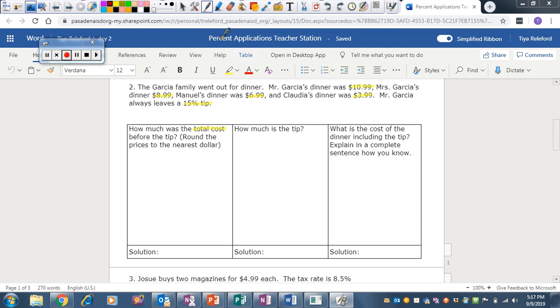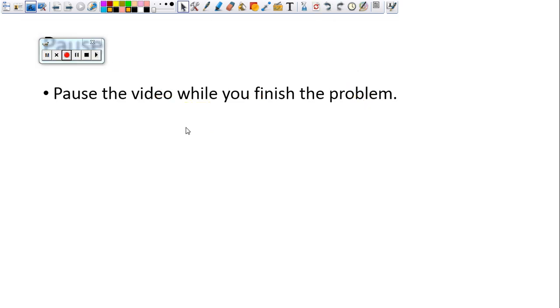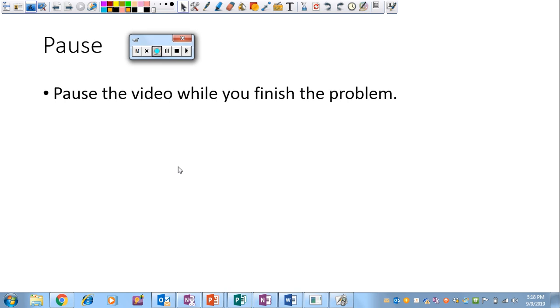I'm going to let you do this, but I would suggest changing $10.99. I would change that to $11. I would change Mrs. Garcia to $9. I would change Manuel's to $7, and I would change Claudia's to $4. That's going to be way easier. Now, if it's the total, you're going to add. Again, pause the video while you finish adding. When you are done with the first question, hit play, and we'll talk about the next question for part 2.